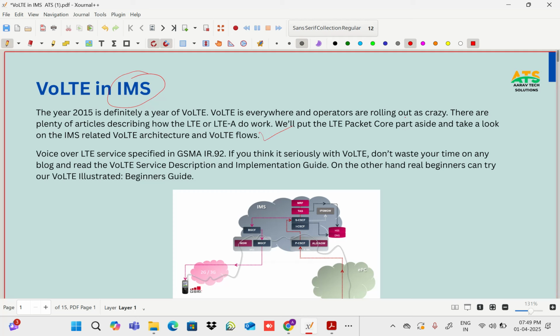call flows. Voice over LTE service is specified in GSMA IR.92. If you are thinking about VoLTE seriously, don't waste your time on any blog, read the VoLTE service description and implementation guide. On the other hand, a real beginner can try our VoLTE illustrated beginner guide.